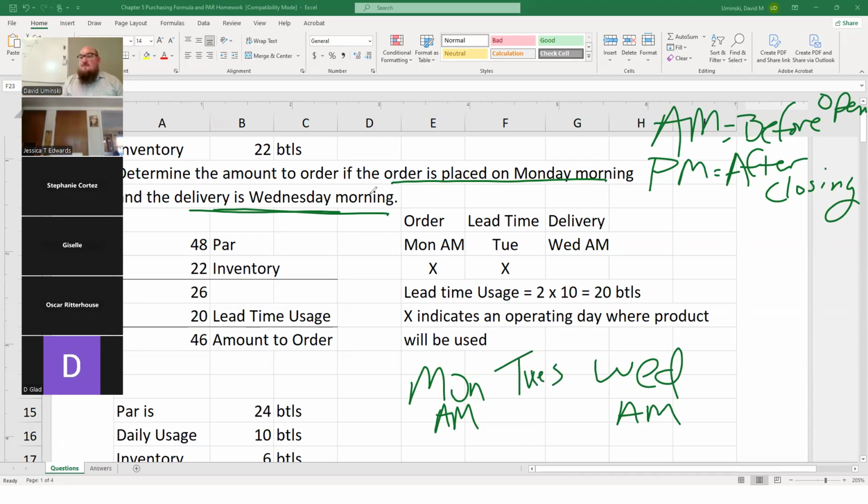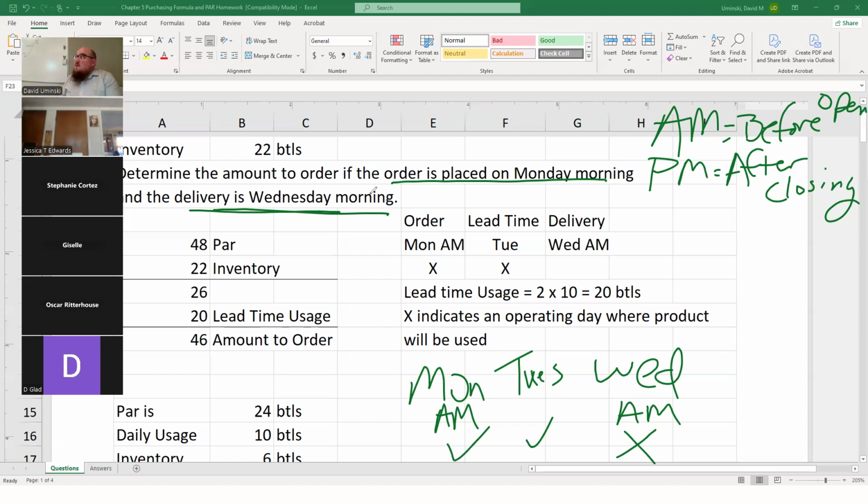And then I ask myself, if I place my order on Monday morning before we open, am I going to have usage during Monday? The answer is yes. I'm open during Monday, so I'm still going to use product on Monday. I need to make sure I take that into account when I'm ordering. On Tuesday, am I going to use product on Tuesday? Yes. Now Wednesday, if my order is delivered before I open to the public, am I going to have service on Wednesday as it pertains to this order? No, I'm not. That order is going to show up before I open to the public that day.